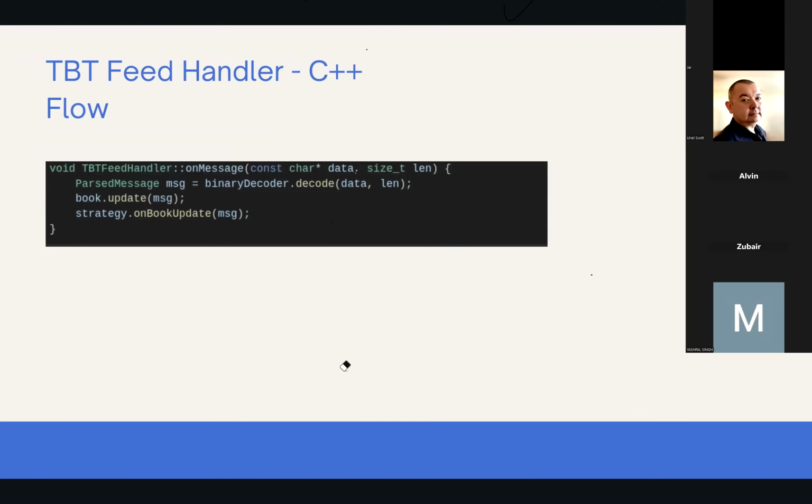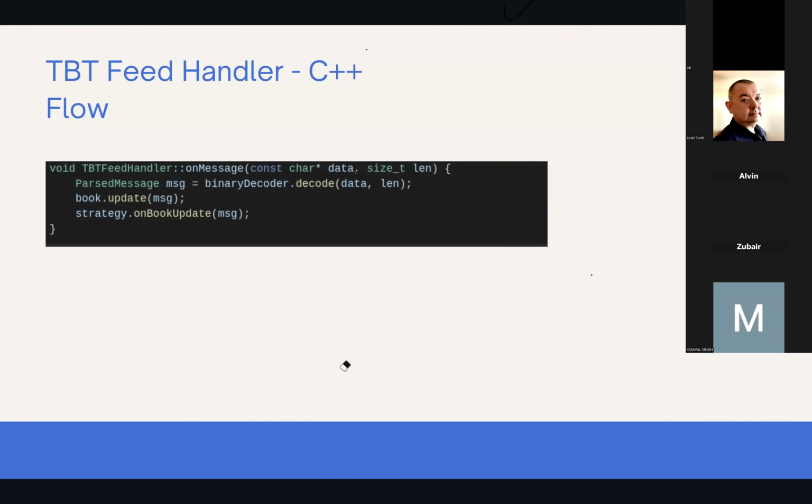Yeah, this is a basic snippet, but I'll also give you an in-depth look at the TBT feed handler, specifically on level 2 and level 3. Basically, you have a pointer to data and you have the size, and this is for decoding a binary message. The decode function here has not been shown. But the basic logic is you decode, you update the book, and you call the strategy's on book update method. This is a very basic example.